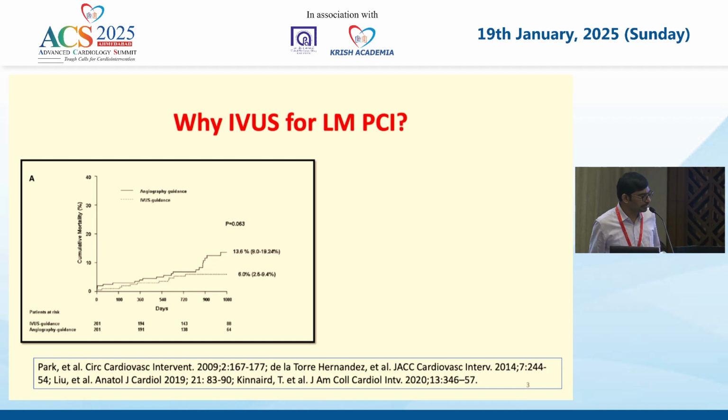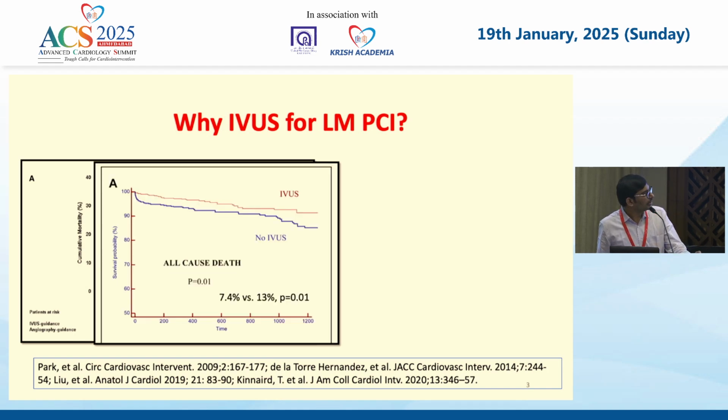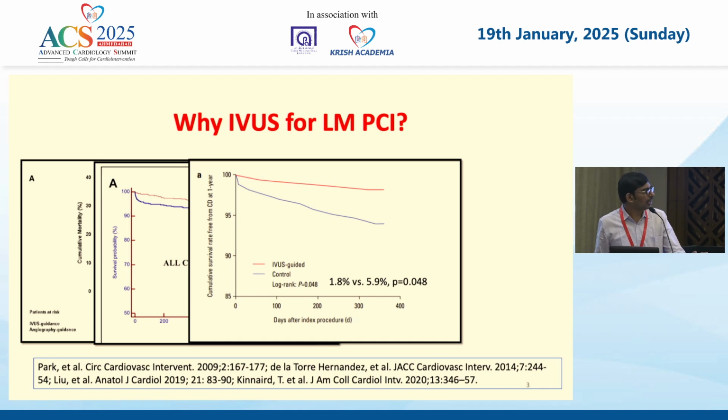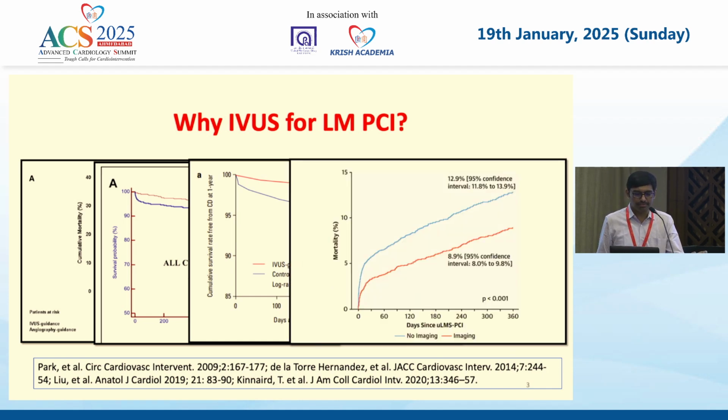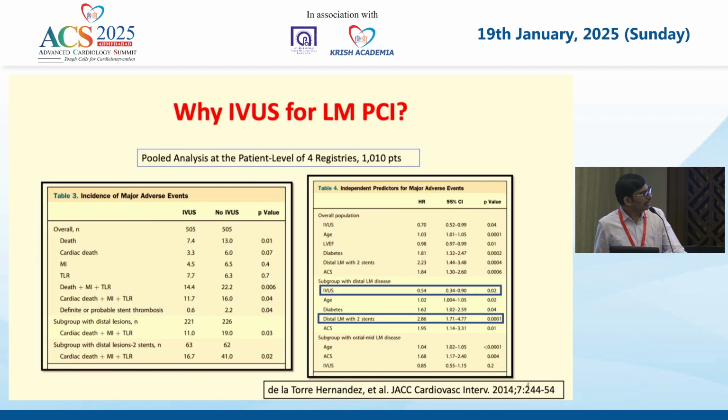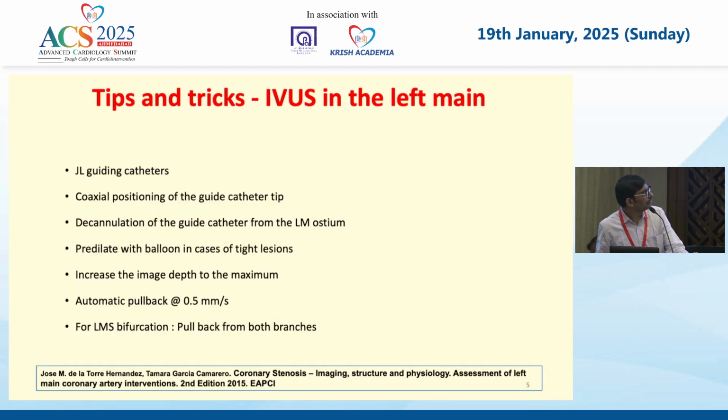This is one subset. There is an absolute mortality benefit, which is not a small number, ranging between 4% to 7.6% absolute decrease in mortality. So if you want to use IVUS or any form of imaging, left main PCI is one subset, particularly when the lesion is complex, particularly the distal left main lesions. And specifically, if you are going to use 2 stents, that is when the maximum benefit happens when you use imaging in left main.